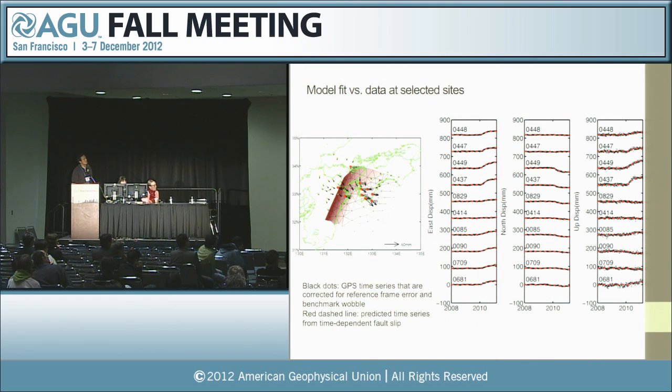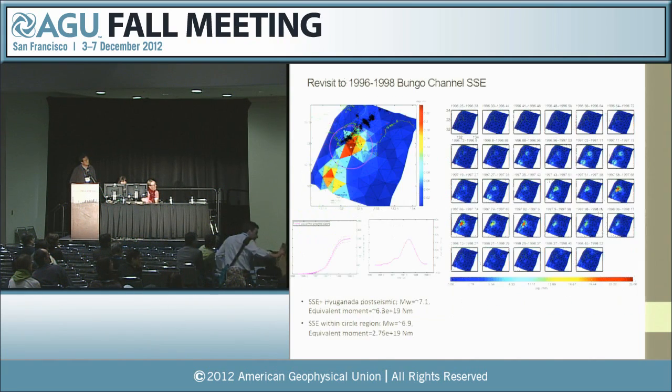So this just shows the model at the selected GPS sites, the black dots showing the GPS, and the red curve showing the model. The model and GPS fit very well. And we also apply this similar method to revisit the 1996 to 1998 Bungo Channel slow slip events.